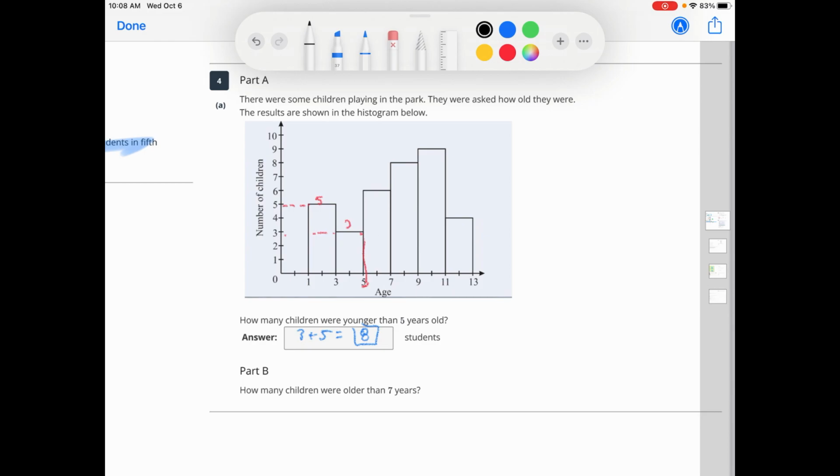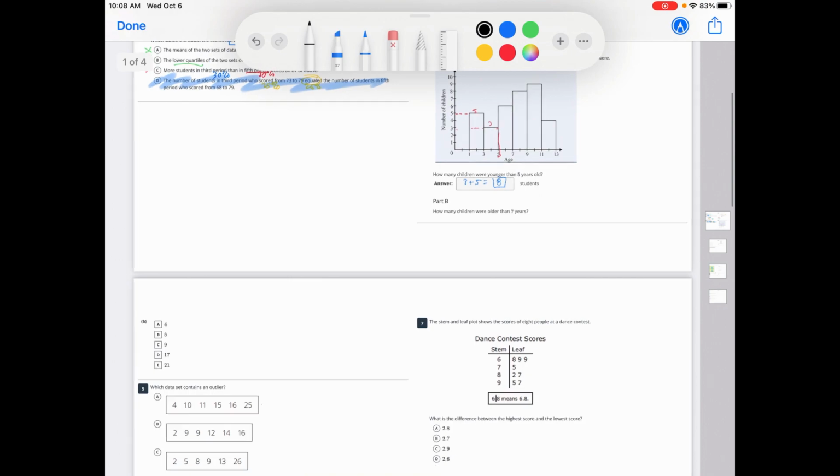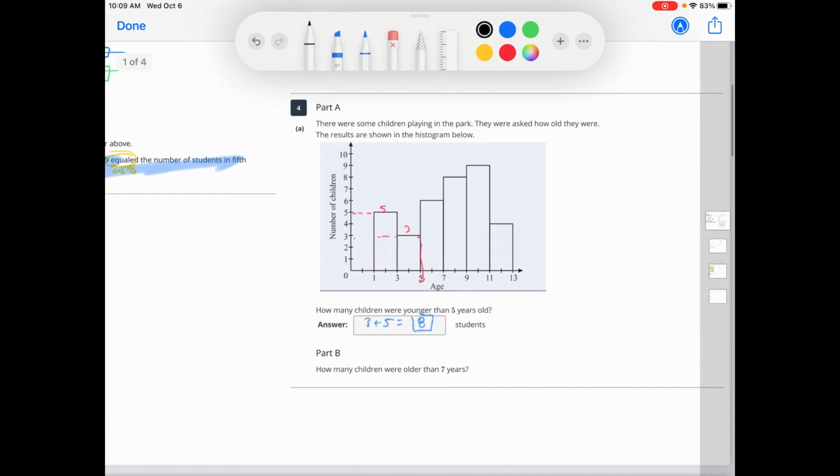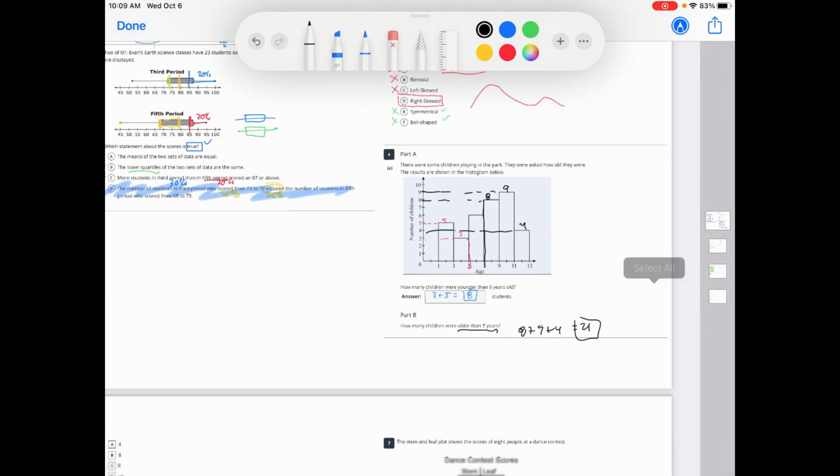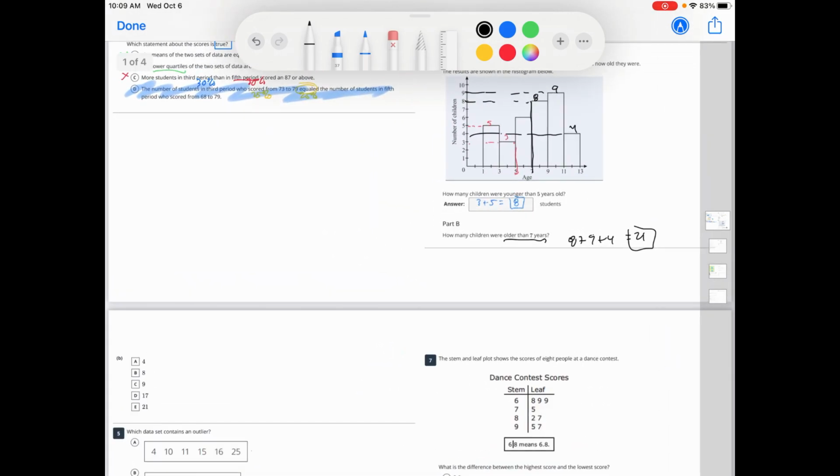Part B, how many of those children are older than 7? It goes on to the next page, it's multiple choice. And so older than 7 would be here. So I have 8, 9, and 4. So 8 plus 9 plus 4 would give me 21. So the answer would be E.